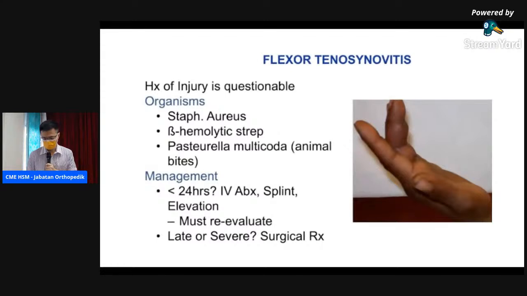In the history of flexor tenosynovitis patients, like all other finger infections, sometimes the inciting injury cannot be elicited. The most common organism is still Staph aureus, but sometimes Pasteurella multocida from animal bites, especially cat bites. Management is kind of controversial nowadays, because some say that very early infection can be treated non-surgically, but historically, and like what I was trained, flexor tenosynovitis is an orthopedic emergency and needs to be drained surgically immediately.